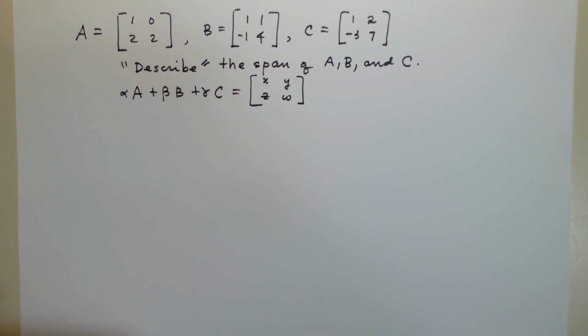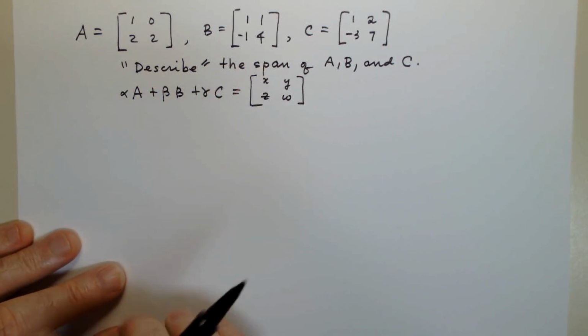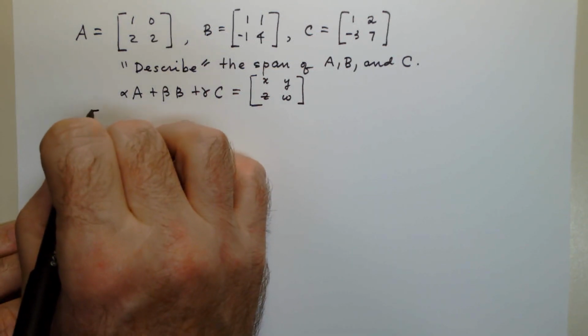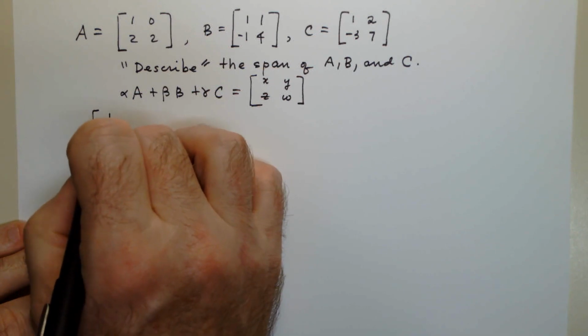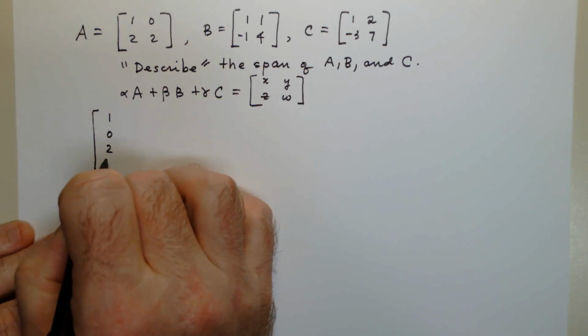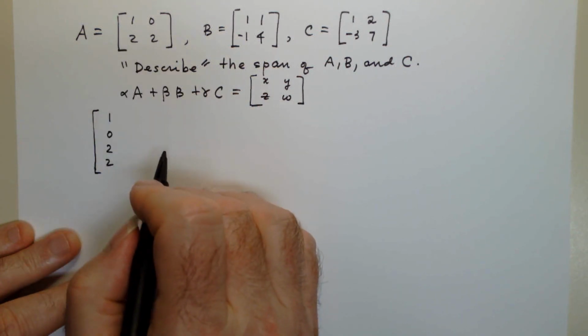Now, one way to think about this is to look at the corresponding augmented system. Let's take a look at that. I'm simply going to feed the matrices in my usual zigzag way.